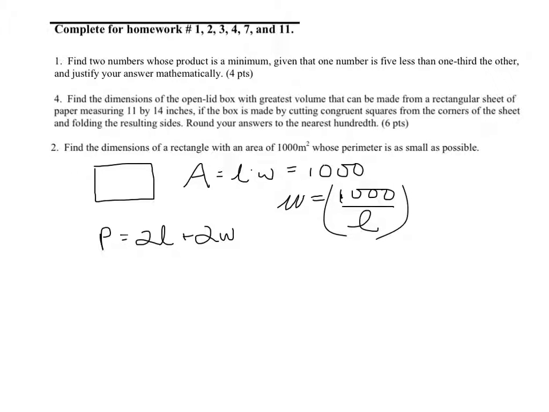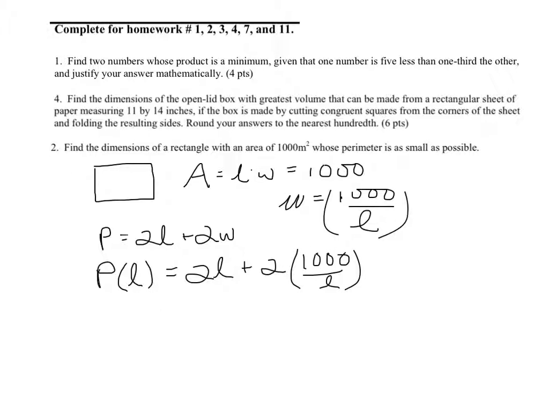And with that substitution in here, and my perimeter in terms of L, getting rid of W, will be something like this. Not simplified yet, not in the best way maybe to take the derivative. Let's go 2,000 times L to the negative 1.